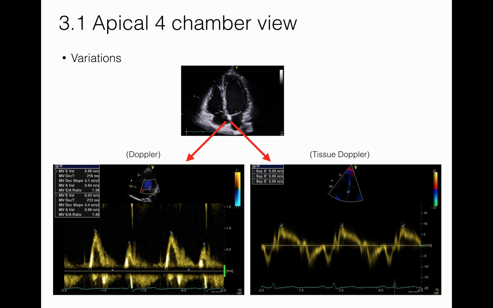The apical four-chamber view is an important view for obtaining Doppler information about the LV. Pulsed wave Doppler measurements of left ventricular inflow provide valuable information about left ventricular diastolic function. Tissue Doppler imaging provides valuable information about left ventricular systolic and diastolic function.